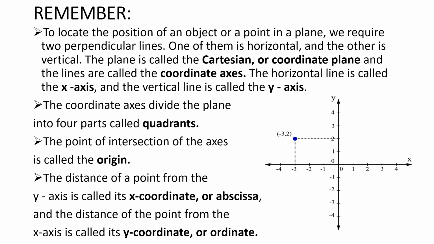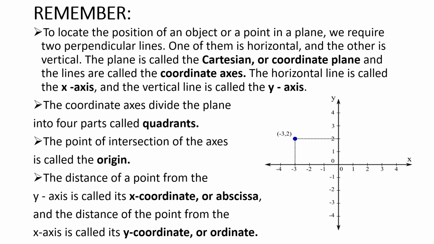Now some concepts. To locate the position of an object or a point in a plane, we require two perpendicular lines. One of them is horizontal and the other is vertical. The plane is called the Cartesian or the coordinate plane and the lines are called the coordinate axis. The horizontal line is called the x-axis and the vertical line is called the y-axis. This is very useful when you want to locate any object or place.